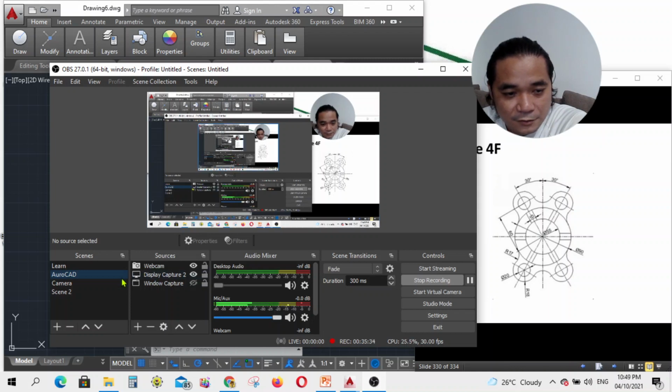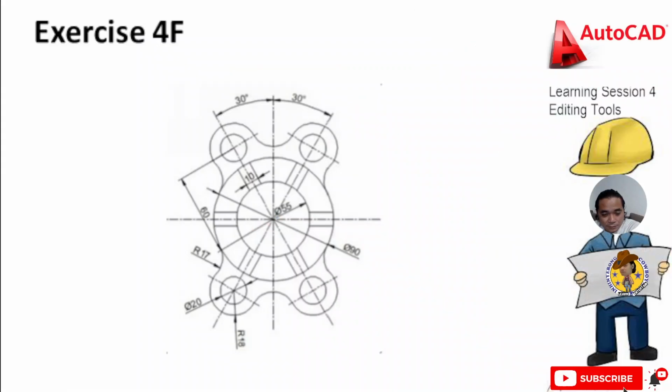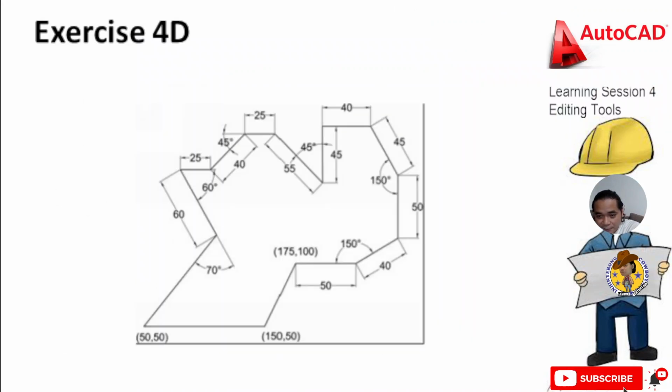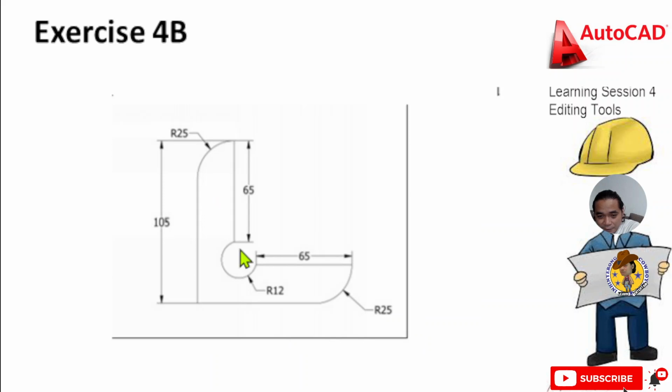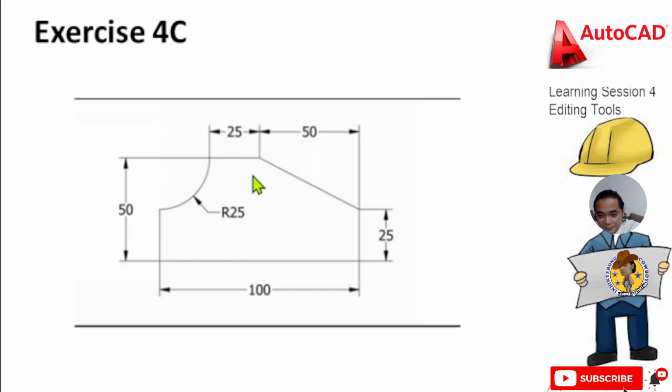Okay, so sorry guys, I need to go bigger. So I will repeat the exercises. Okay, so this is already done. Because when I showed the exercise a while ago, they are small because I used the other screen for that one. This is 4B. This is 4C. Okay, so just pause this video to show the drawing.